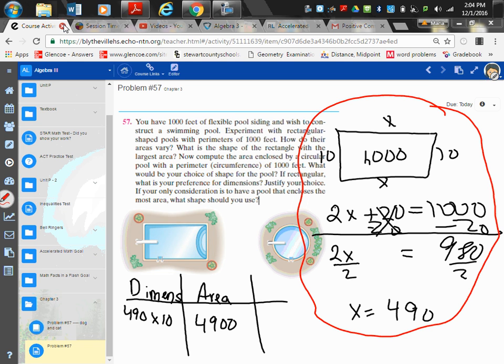So this is number 1, 2, and put it in a table. Show your work over to the side, and then make yourself a table so you can keep up with your dimensions.